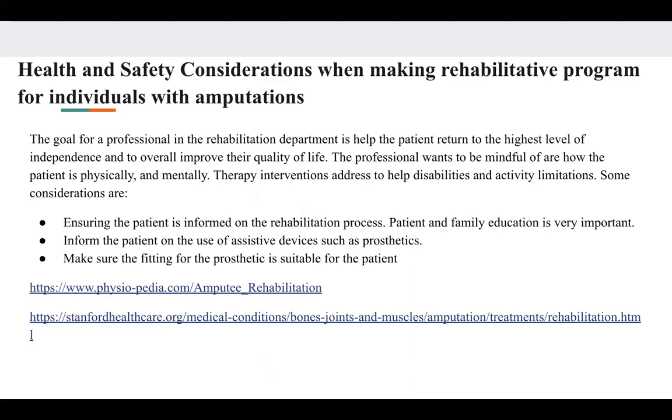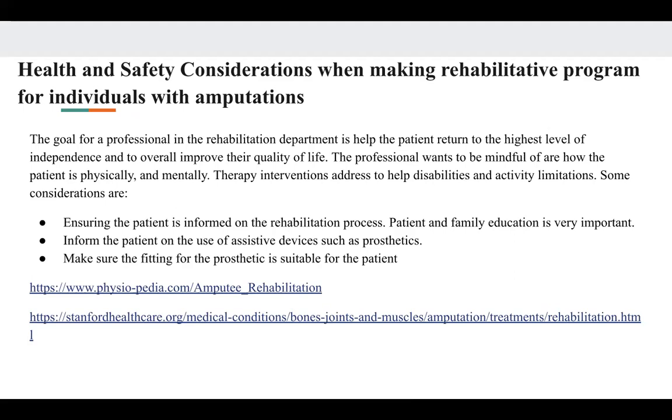So as we know, there are many times when an amputee will need to go to physical therapy sessions or rehab programs. It's important that a professional in the rehab department ensures that the patient is informed on the whole rehab process, not only the patient but also the family members, so that they're all educated on how the rehab process would go, because patient education is very important.